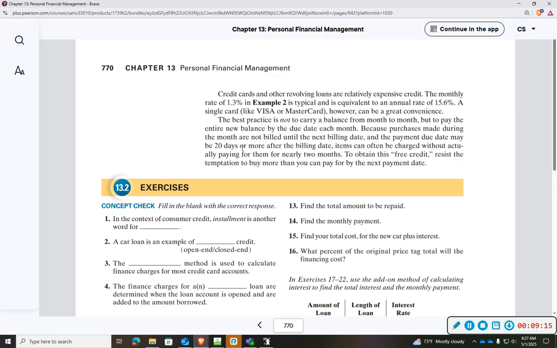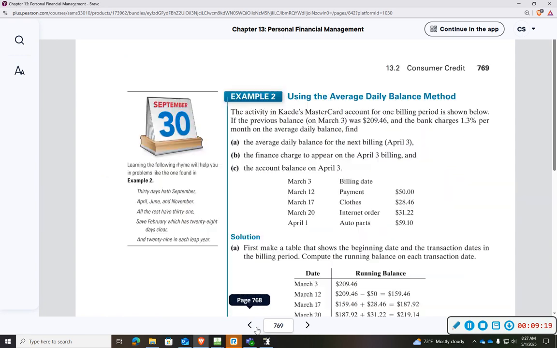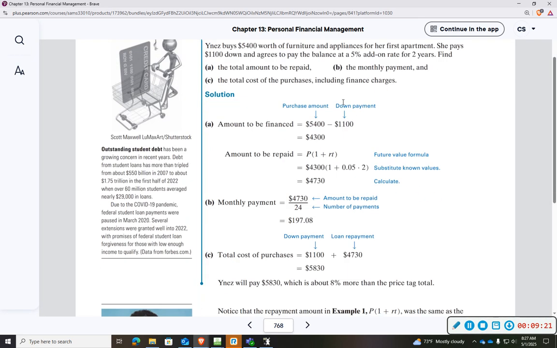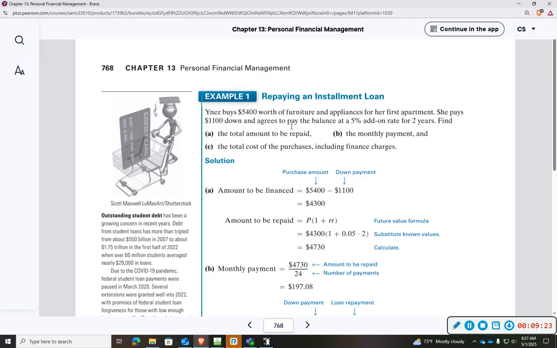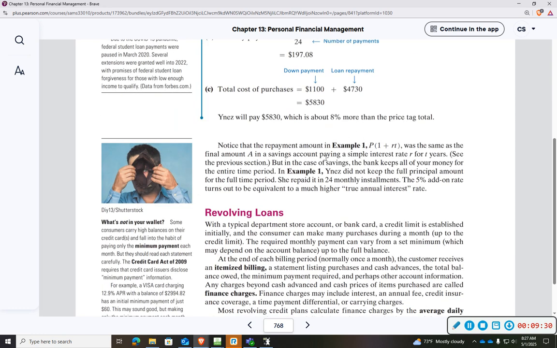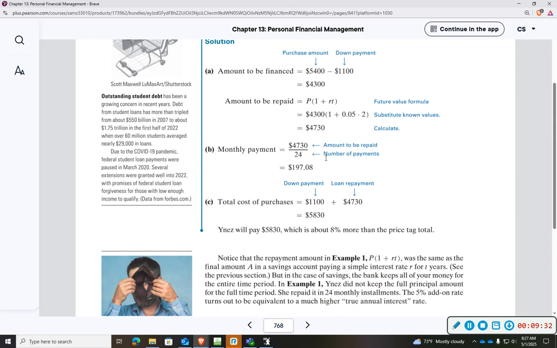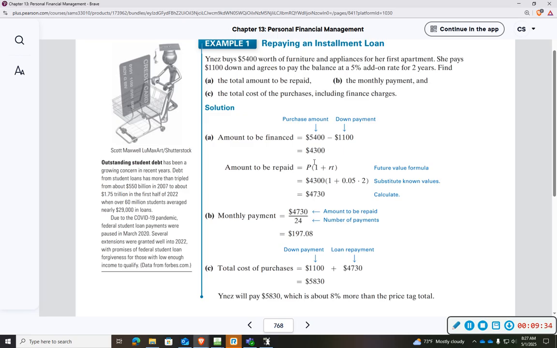So anyway, we're going to be doing very simple calculations here. The first example pretty much shows you everything we're going to do. We're going to find out how much we're going to finance, we're going to find out the monthly payment, and we're going to find out the total cost. And it's basically going to be using the formula that we learned in the previous section, which is simple interest and amount to be paid off.